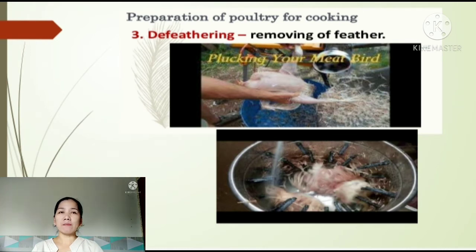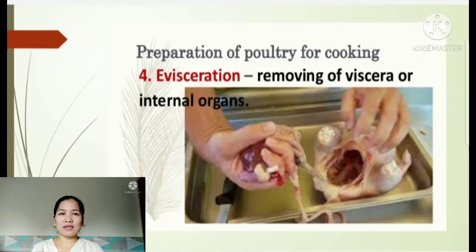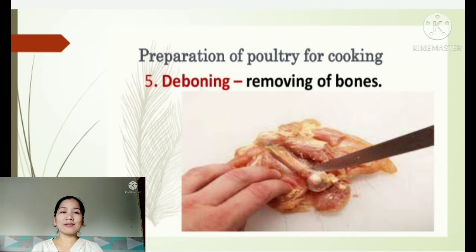After removing of feather, number 4, you have evisceration. Evisceration is the removing of viscera or internal organs. Tinatanggal yung mga lamang loob. And then number 5 is yung tinatawag nating deboning or pagtatanggal ng buto. So yung number 5 ay hindi naman kadalasan ginagawa sa native na manok. Ang kadalasan lang natin ginagawa ay hanggang evisceration, and then kinakat na or chinachop na yung manok into desired cut. It depends upon the recipe or on the dish you are going to prepare.